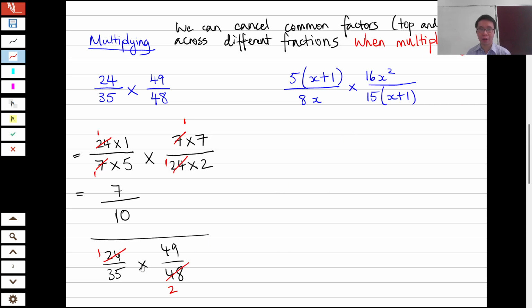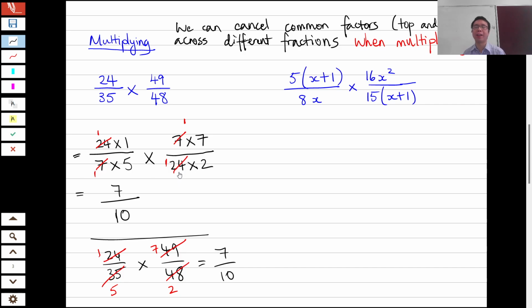7 goes into 35 5 times. 7 goes into 49 7 times. I have now cancelled the common factor of 7, and now I will have 1 times 7 divided by 5 times 2, which gives me 7 on 10. I'm very happy for you to just write this. The top is clearer, but it takes a lot longer, and it becomes impractical for very large calculations.